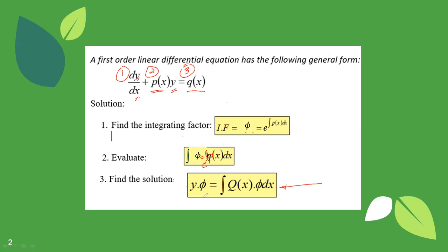Actually, there's just two procedures. Find the integrating factor and then use this formula to determine the solution of your linear first order DE. Okay, now let me clear the markings here. So far, do you have any question as to the form of a linear first order DE? Okay, I gather there's none, so we'll proceed to the example.